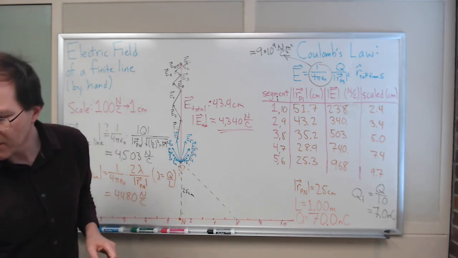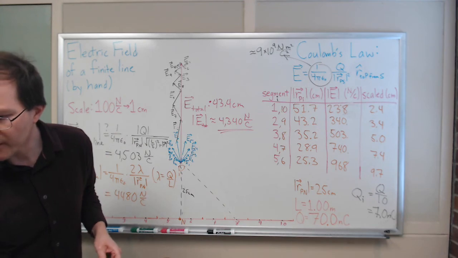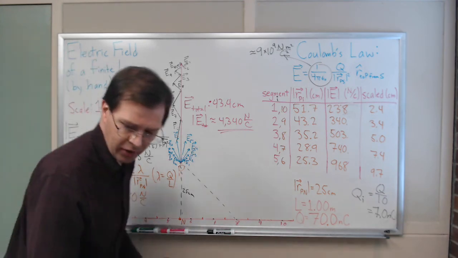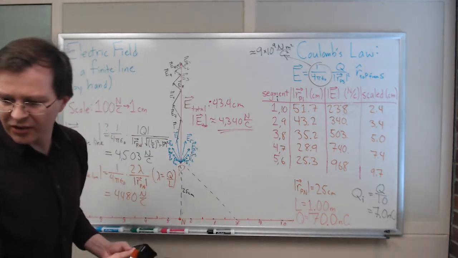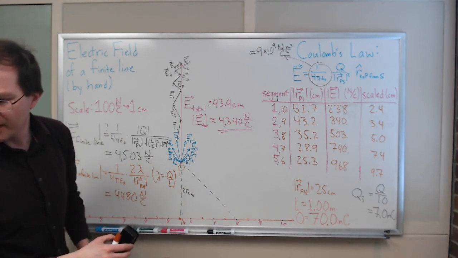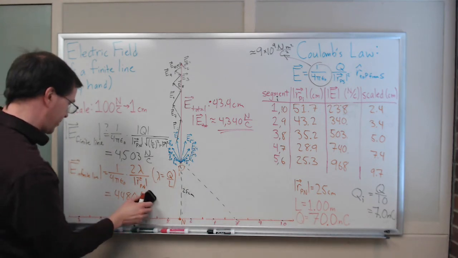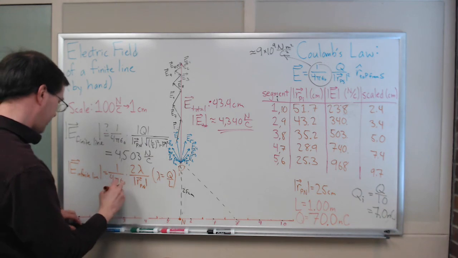Wait, is that? That's not what I meant to write. No, that's not the right answer at all. Looking in the wrong place in my notes. Infinite line, 5034. That's what I meant to write down. 5034.